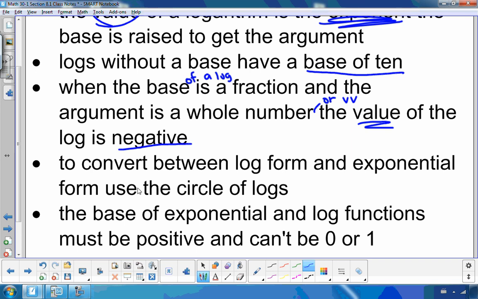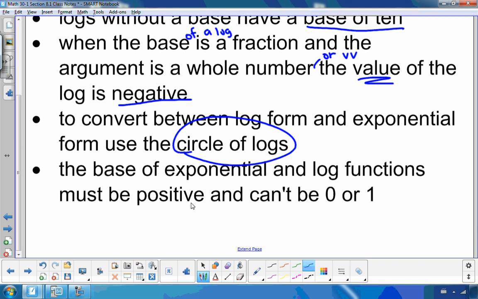To convert between log form and exponential form, you use the circle of logs. And remember, the base, just like an exponential function and a log function, must be positive, but it can't be 0 or 1. So that is your introductory lesson to logs.